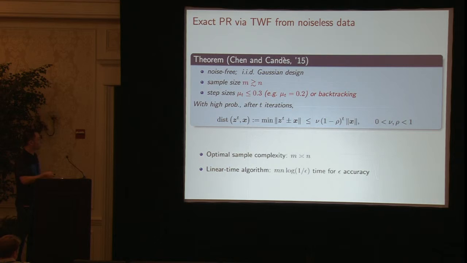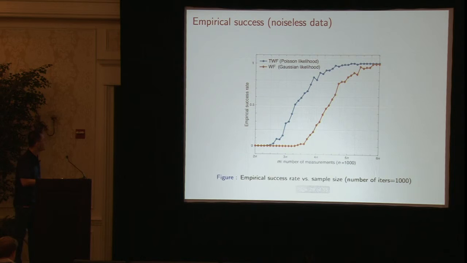So this theorem is basically telling you two things. First, this is a linear time algorithm. The total computational cost for epsilon accuracy is m times n times some log factor. This is actually proportional to the time that it takes to just read all the data. And the sample complexity is proportional to the number of unknowns. Numerically, this is plotting the empirical success rate as a function of the number of measurements. And typically, we only need about 4.5 times the number of unknowns in order to ensure exact recovery in all the Monte Carlo trials.